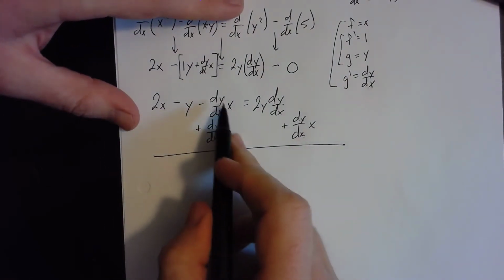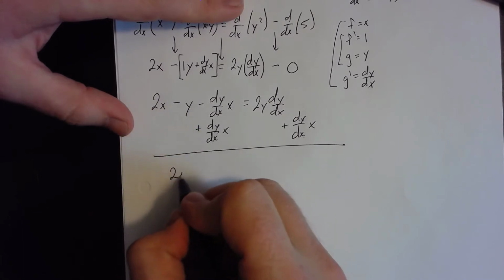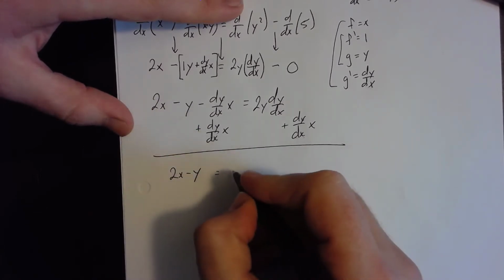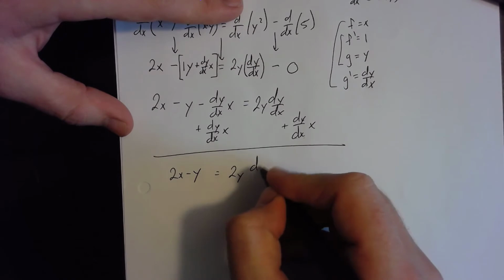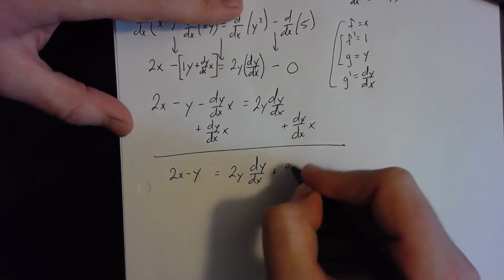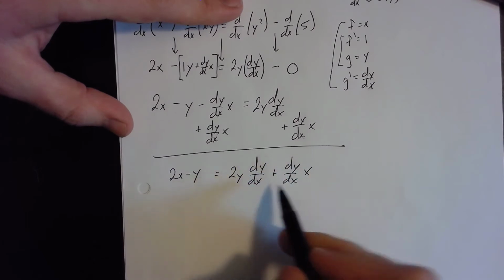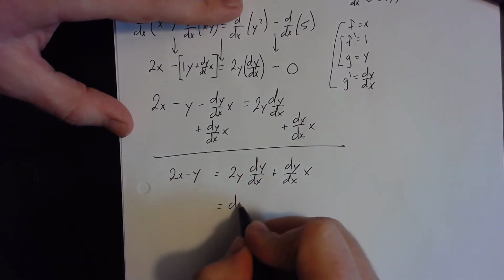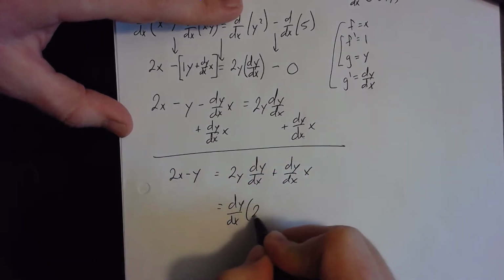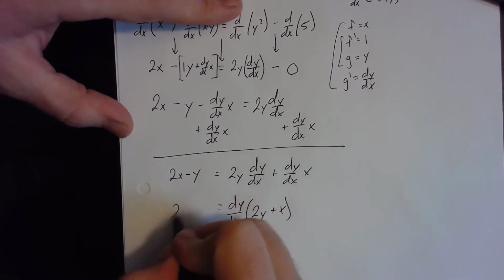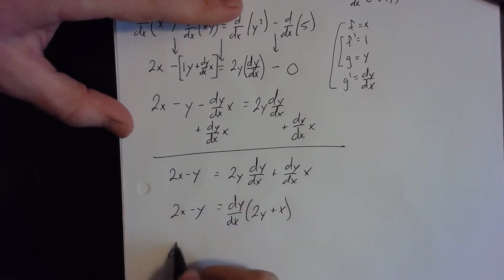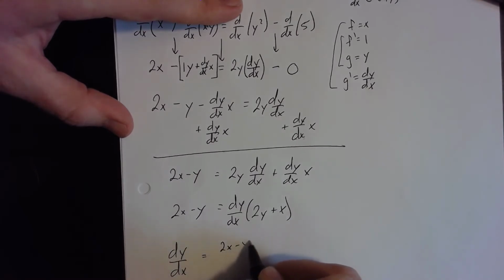Okay, adding this term over, leaving these two terms alone, that provides me with 2x minus y equals 2y dy dx plus dy dx times x. Out of these two terms right here, I can factor out dy dx, so I'll end up with dy dx times 2y plus x equals this 2x minus y, and therefore dy dx is equal to 2x minus y divided by 2y plus x.